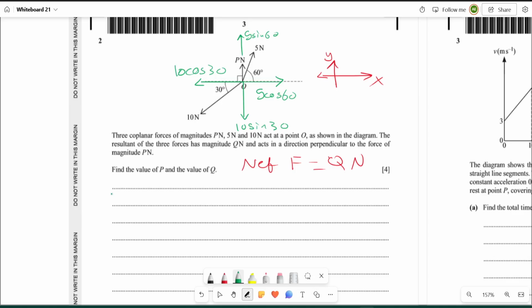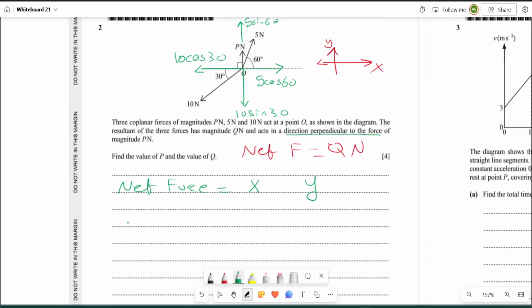Now, the net force has two components, a component in x and a component in y, correct? However, here it told you that Q acts in a direction perpendicular to the y-axis, so the y component is 0. So basically, adding the components in the y direction should yield a 0 answer. That means that 5 sine 60 plus P should equal 10 sine 30, right?